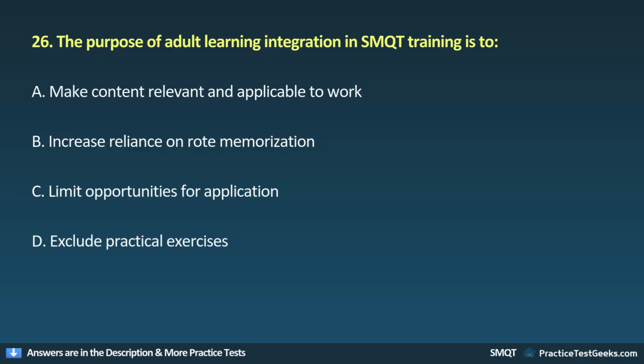26. The purpose of adult learning integration in SMQT training is to A. Make content relevant and applicable to work. B. Increase reliance on rote memorization. C. Limit opportunities for application. D. Exclude practical exercises.